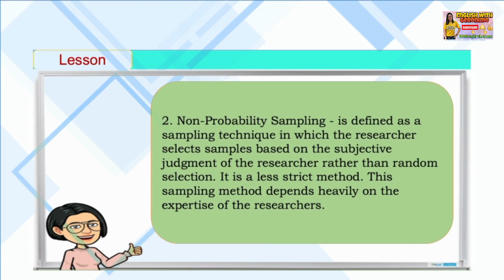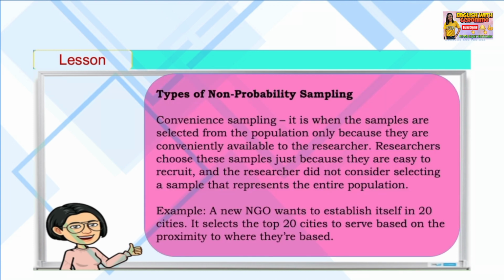The second type of data collection method for quantitative research is non-probability sampling. It is defined as a sampling technique in which the researcher selects samples based on the subjective judgment of the researcher rather than random selection. It is a less strict method. This sampling method depends heavily on the expertise of the researchers. There are types of non-probability sampling.